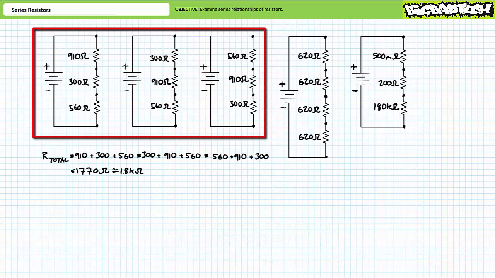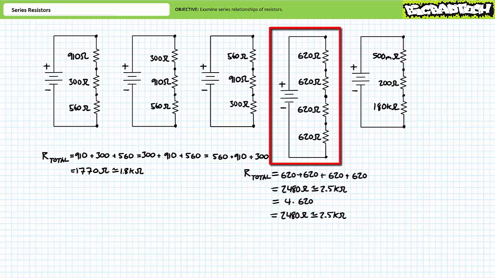The first three circuits are just different configurations of the same three resistors in different orders. As such, the total resistance for each of these circuits is 1,770 ohms, or more appropriately, roughly 1.8 kiloohms. This example is intended to illustrate that the order of resistors constituting a series circuit does not influence the total resistance seen by the source. Any series configuration of these same three resistors in any order always results in a total resistance of roughly 1.8 kiloohms. For our fourth circuit, the source sees a total resistance of 2,480 ohms, or more appropriately, roughly 2.5 kiloohms.